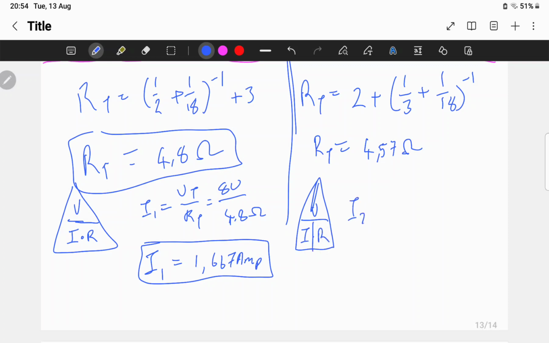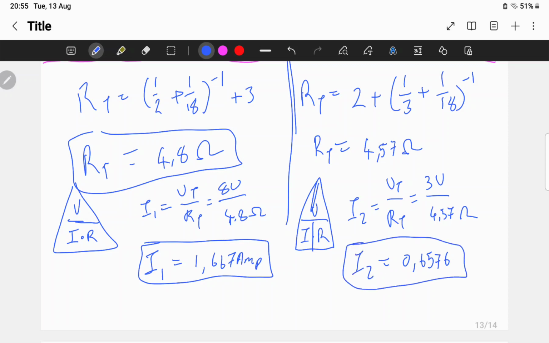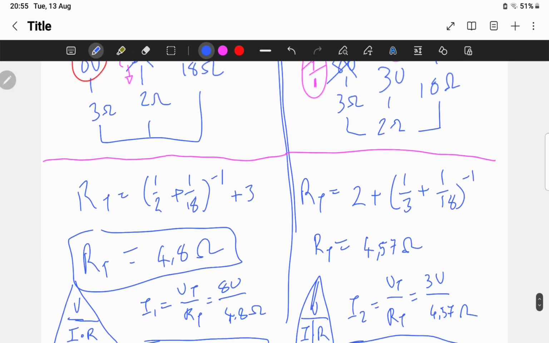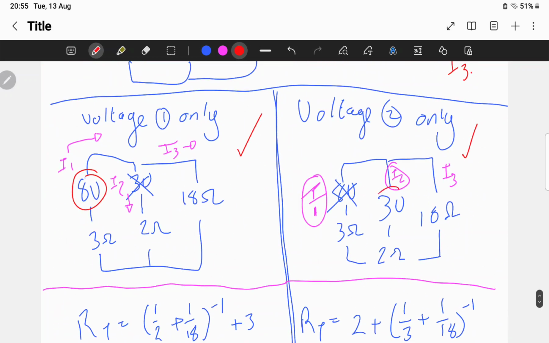So our current at 2 is equal to voltage total over resistor total, which is equal to 3 volts over 4.57 ohms, and then we will have 3 over answer equals to 0.656. So I2 will be 0.656. And now we have that one, so we now have to find I1 and I3.